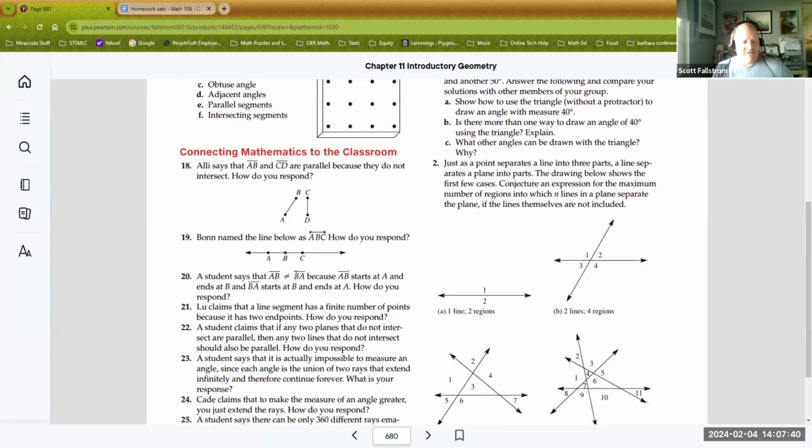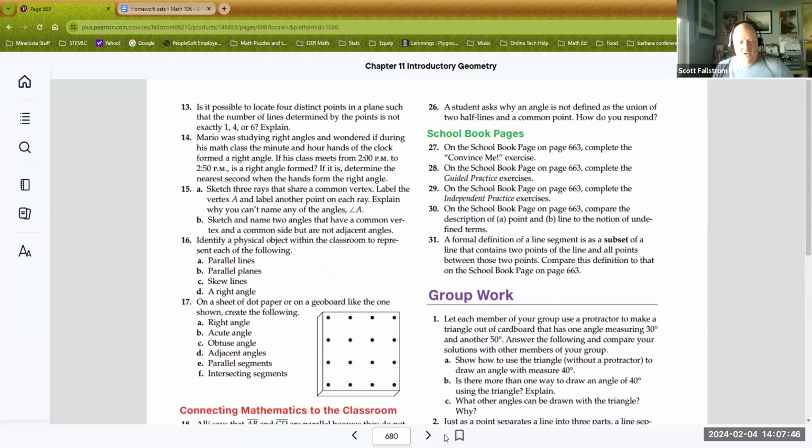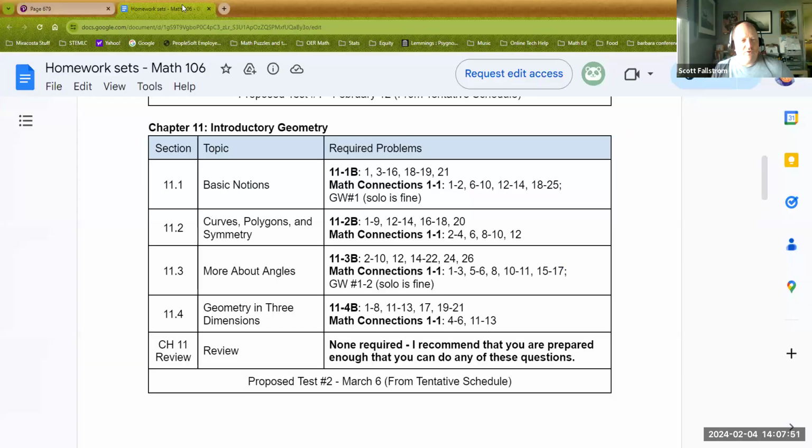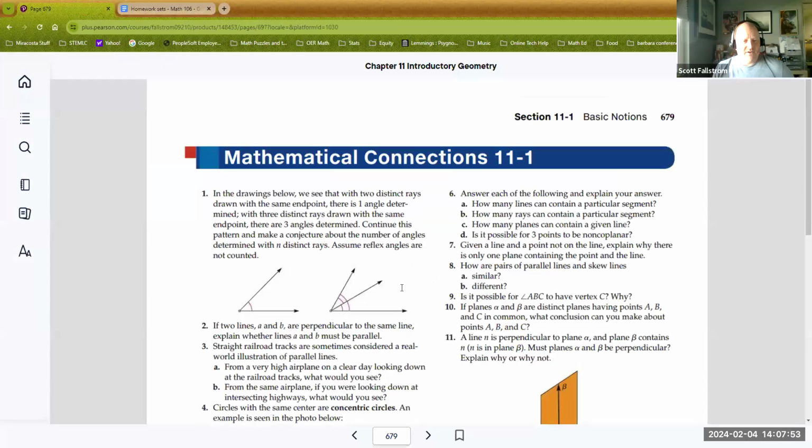So connecting math to the classroom, I want you to be answering these questions. These are typically some of the questions that do show up on a test. All right, so let's take a look at these as we go. So again, 1 through, what did I say? 1 to 2, and then 6 through 10. Okay.